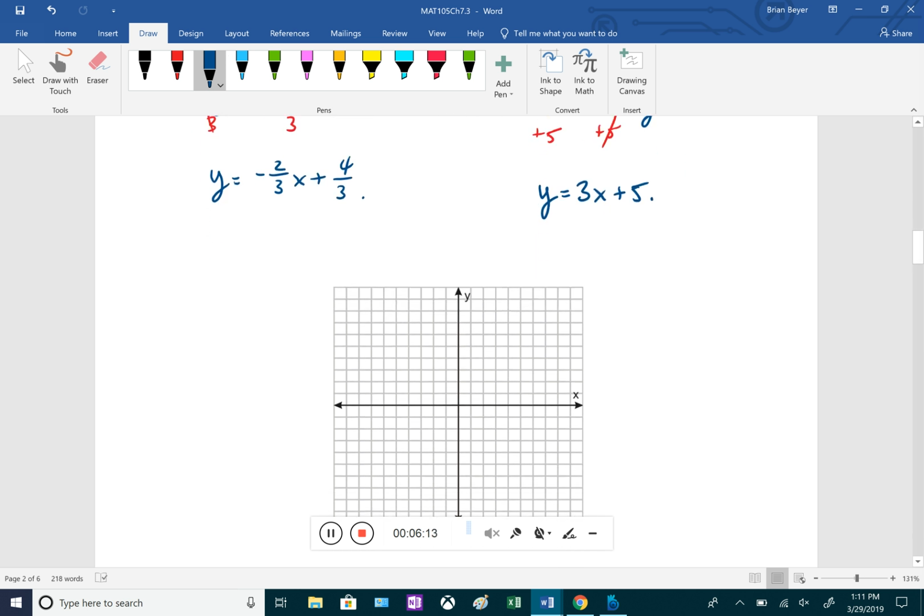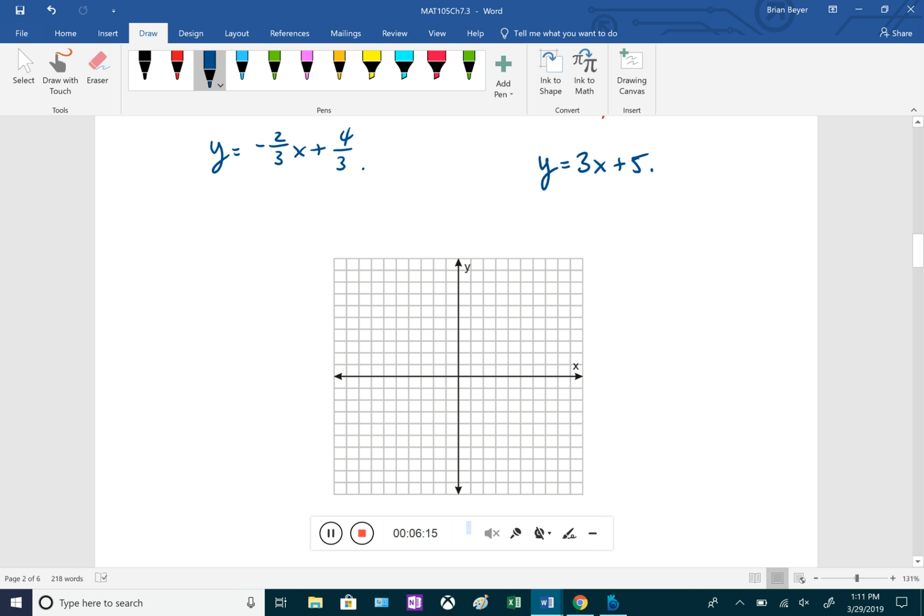So graphing the one on the left, y equals negative 2/3 x plus 4/3. It's a y-intercept of 4/3, which is a little bit more than 1. So it's going to be right here, and then it has a slope of negative 2/3, so down 2 and over 3. Put it about right here, and then we connect them.